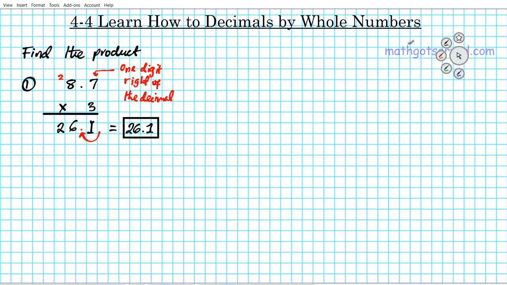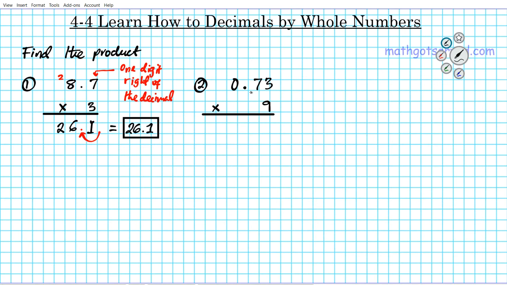Question number 2. What if we have the product of the decimal 0.73 and the whole number 9? Just looking at this product, can you determine where the decimal point will be? You notice that there are 2 digits to the right of the decimal, or you have to move your decimal point 2 places to the right to eliminate the decimal point. So our decimal point will be 2 places to the left of our product. So let's go ahead and multiply first.